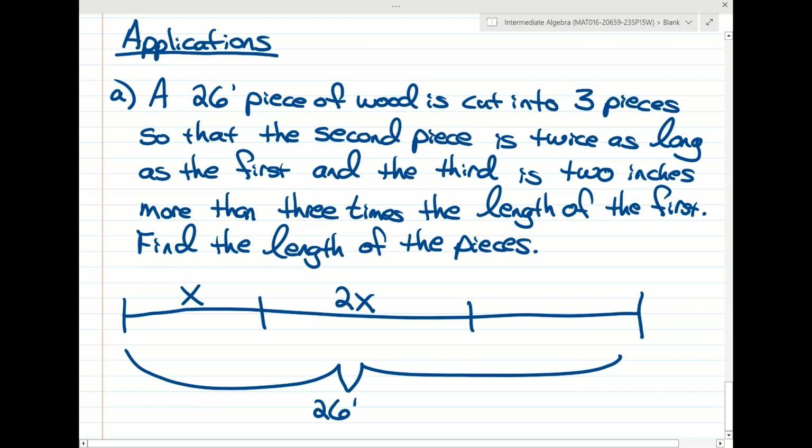So the second piece is twice as long as the first, and the third is 2 inches more than 3 times the length of the first. So that's kind of like an expression we just did. So 3 times the length of the first plus 2, right? That's what this is telling us. So that third piece is 2 inches more than 3 times the length of the first. So that would be how we have to set it up.